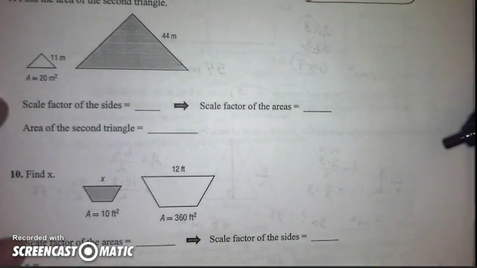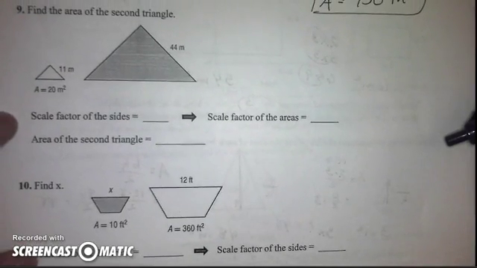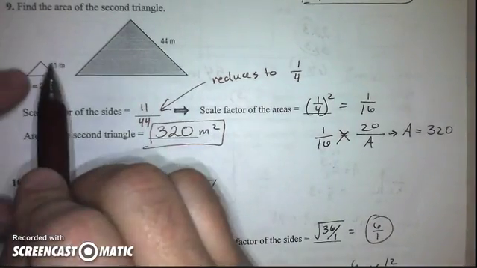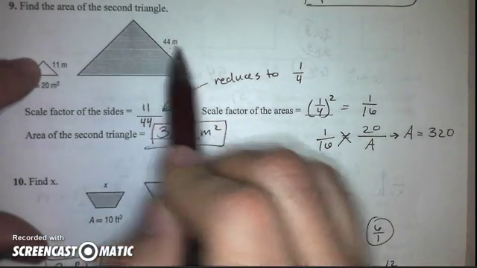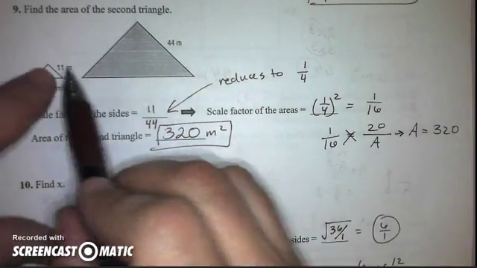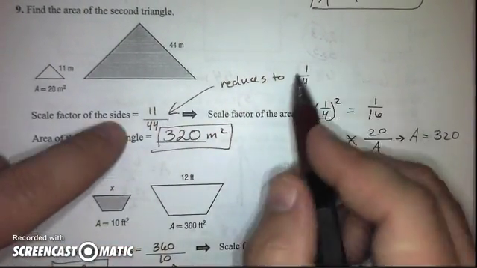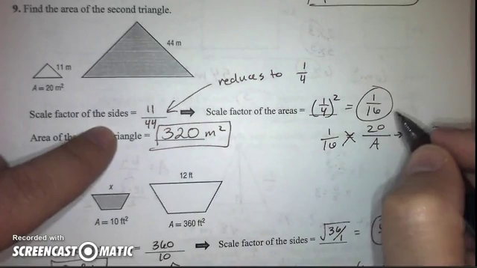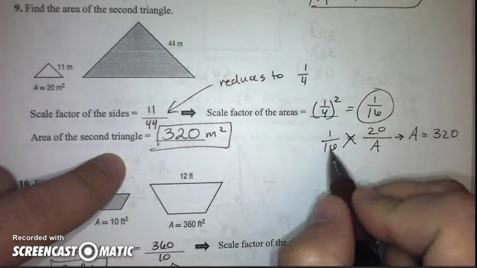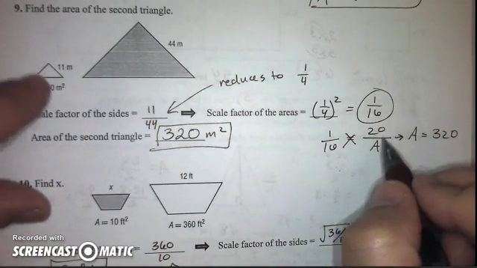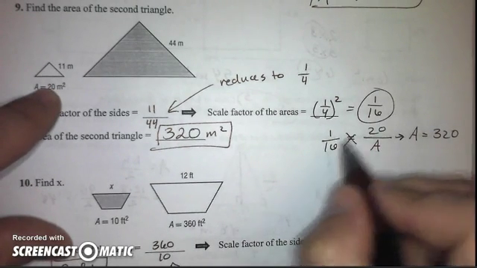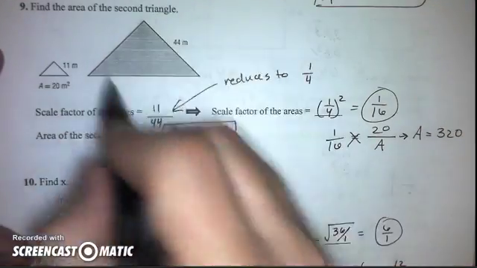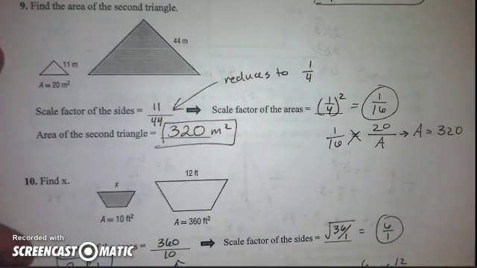All right, these are the answers we should get. Okay? The scale factor of the sides, if we compared them, would be 11 to 44, but that reduces to 1/4. Okay, 11 over 44 will reduce to 1 over 4. So the scale factor of their areas is 1 over 4 squared, which is 1 over 16. So that's what I used to set up my proportion. 1 over 16 equals the smaller area over the bigger area, so 20 over A. If we cross multiply, A times 1 is just A, and 16 times 20 is 320. So the new area is 320 square meters.